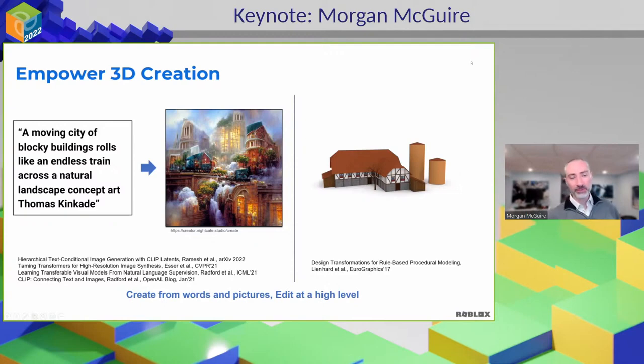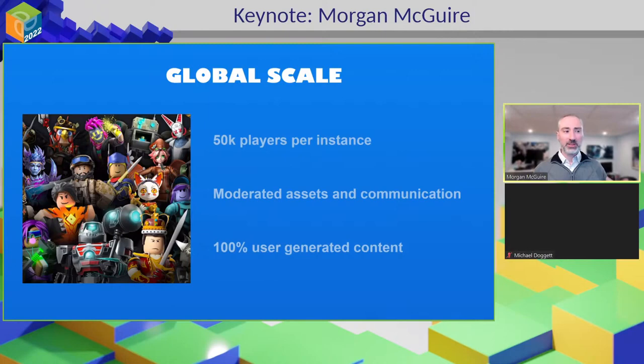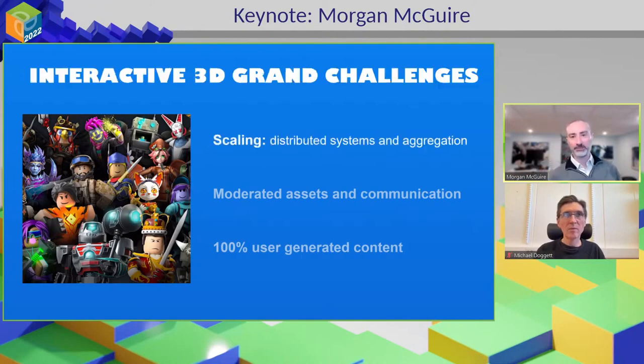So to conclude, I started by posing a new frontier for graphics at global scale and described some of the ways that Roblox has been working in that space. I described it as these three constraints: 50,000 players per instance is one of the places I'd like to go, moderated assets, and user-generated content. And then I translated each of those constraints into a grand challenge for us to work on.